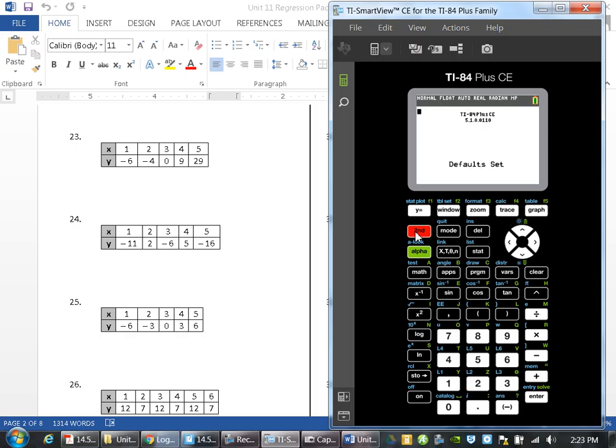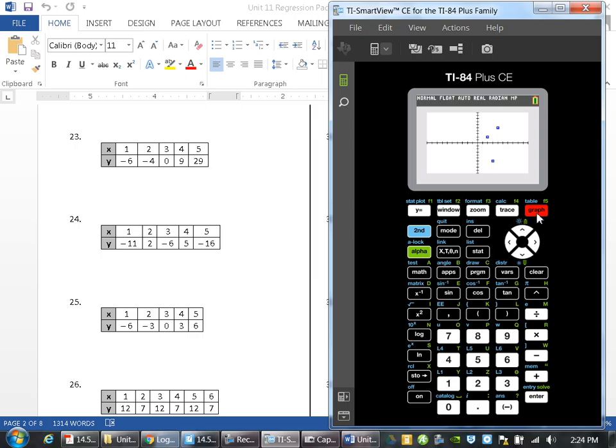All right, so I go to my stat, edit, L1. We're doing 24, so it's 1, 2, 3, 4, and 5. Did you guys get those values in? Okay, let's go do our stat plot. All right, turn mine back on. And then I'm going to hit my graph.